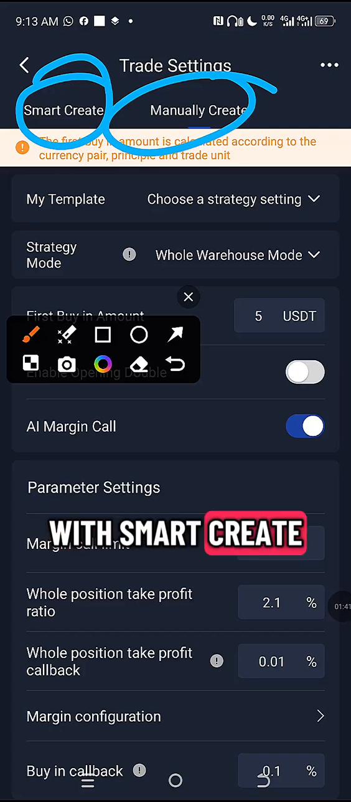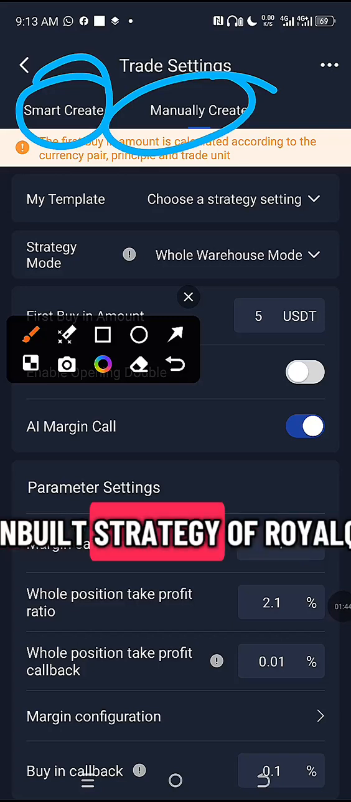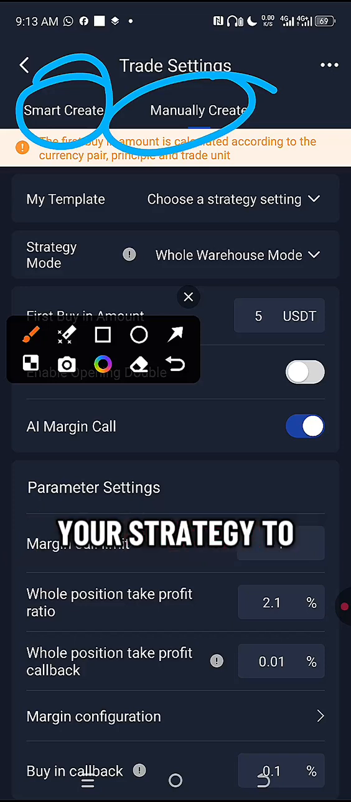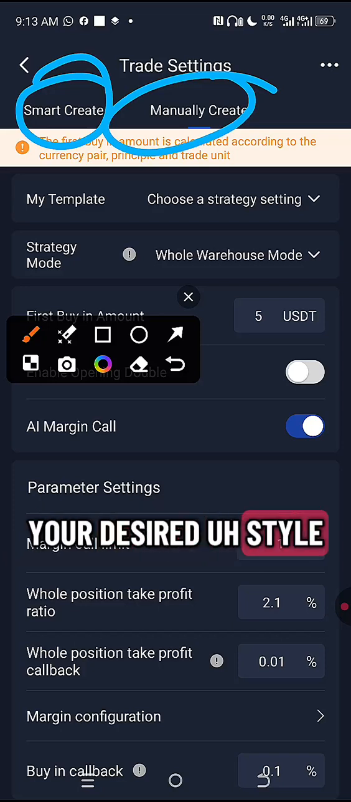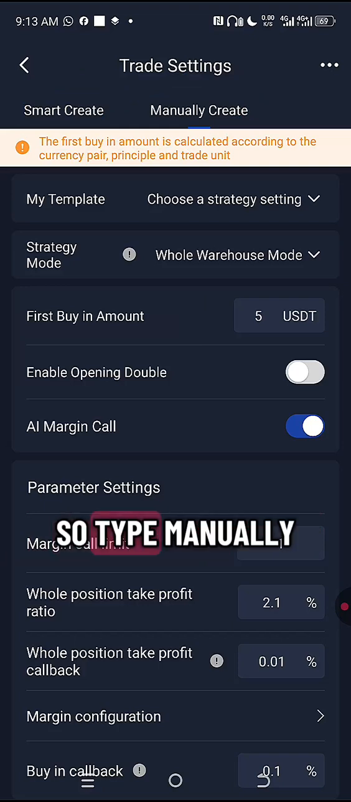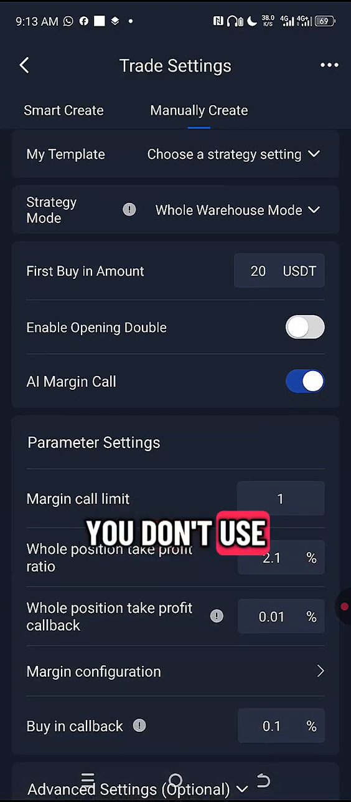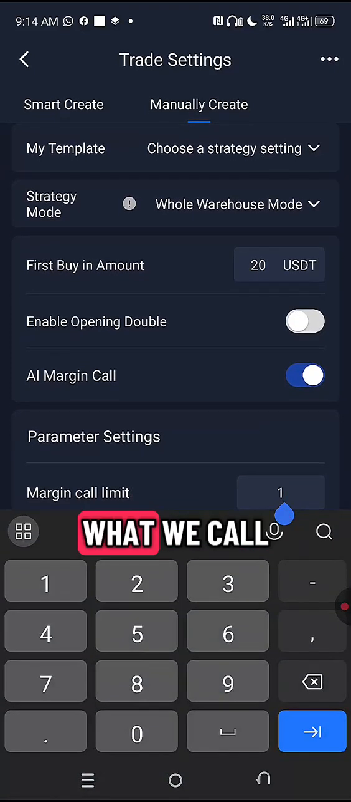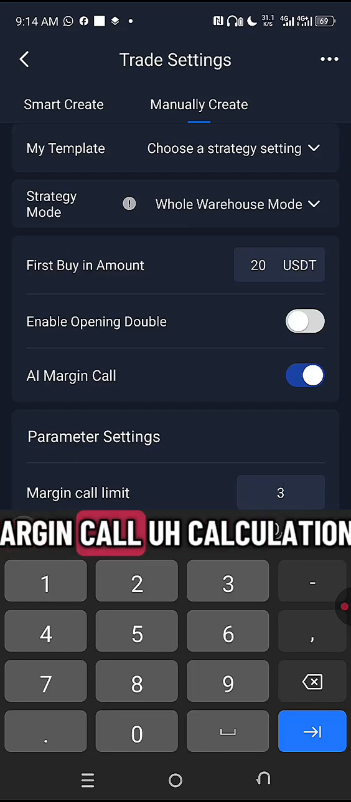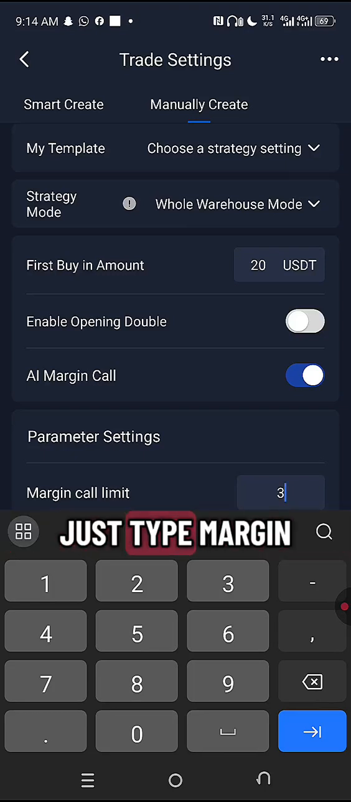Then we have tools here, smart create and manually create. With smart create, you're using the inbuilt strategy of Royalq. But if you want to manipulate your strategy to your desired style, you choose manually create. So tap manually create. Then here we put the first buying amount. How much money do you want to invest in that coin? I can say I want to use $20 or 100, but make sure you don't use all your capital at once because there is what we call margin calls here. This we also set according to the capital we want. If you want a video on margin call calculations, just tap margin call.